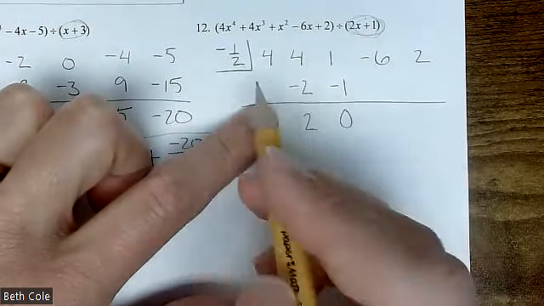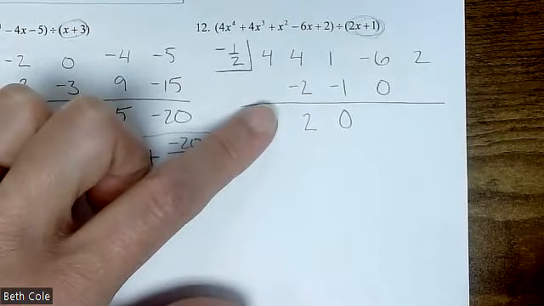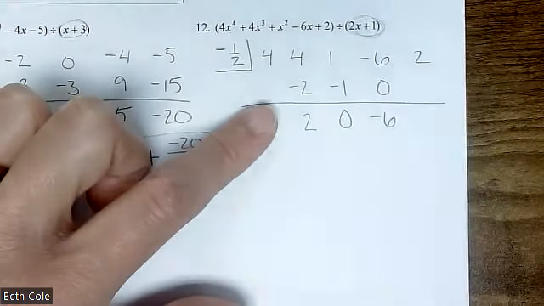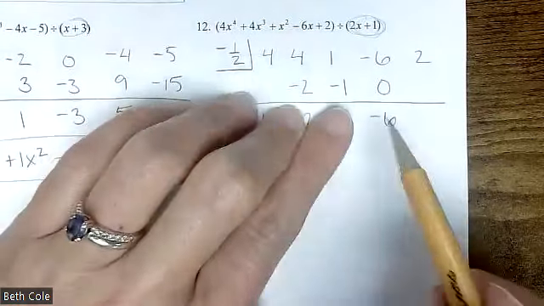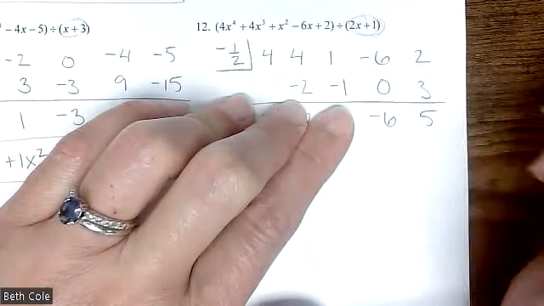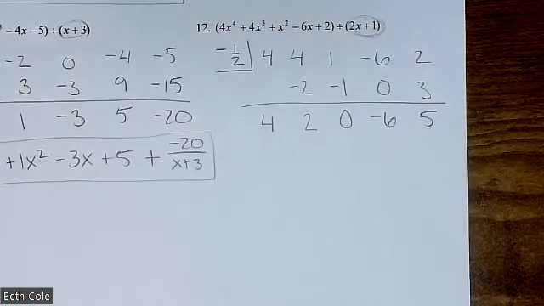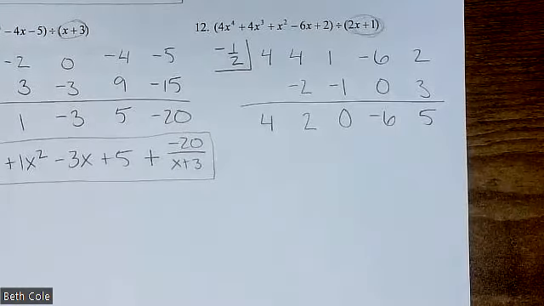So this is kind of interesting. Negative a half times 0, 0. Add, you get negative 6. Negative a half times negative 6. Negatives cancel. So half of 6 is 3. Add the column, you get 5. Now, when you reduce, or you can think of it like GCF, you don't touch the remainder. That's just going to stay. That's like leftovers.